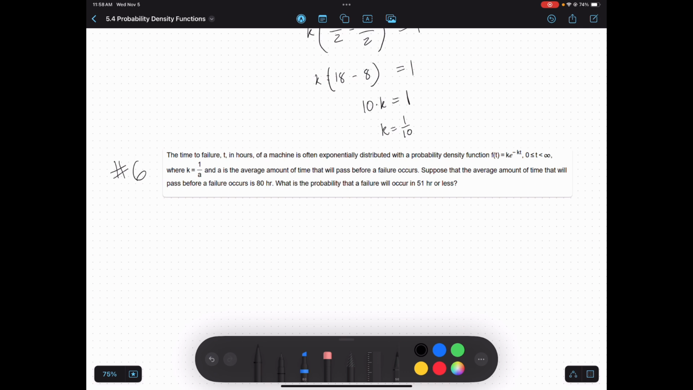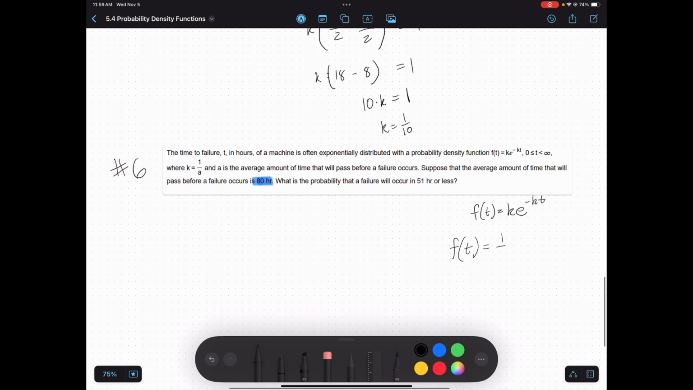And you'll notice I have this equation of f(t) = ke^(-kt), where k is equal to 1 over a, and a is the average amount of time that will pass before a failure actually occurs. So suppose that the average amount of time is 80 hours before a failure happens. Well, just by knowing that value, I can now write my probability density function without all the letters, at least without the k's. What is k going to be? k is going to be 1 over my average time, which is 80. So I get (1/80)e^(-(1/80)t). That's your probability density function.